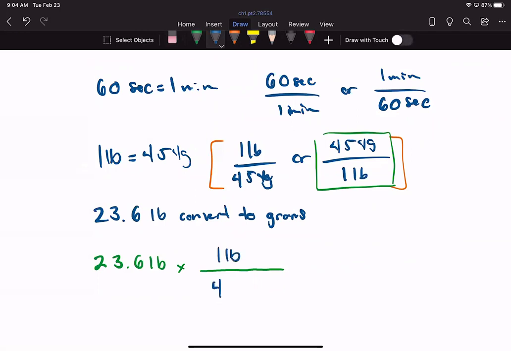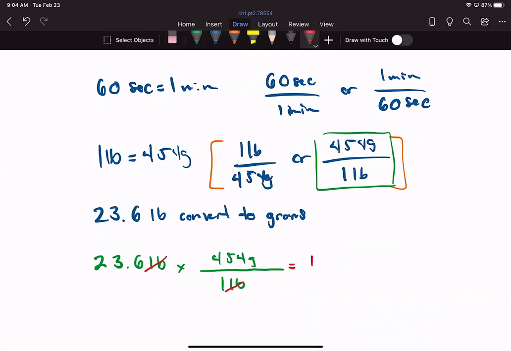1 pound over 454 grams. Well, does this cancel out this? Well, it sure doesn't. I'm going to get pounds squared. Pounds times pounds, pounds squared. And that's not what we're looking for, right? We're looking to simply cancel out these units. So if I were to write 454 grams over 1 pound, then we can see that these easily cancel out.